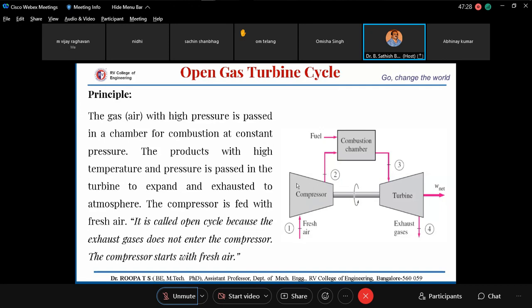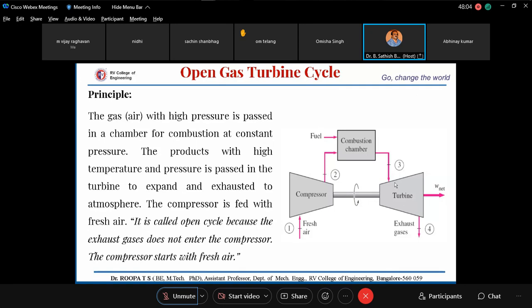Then that compressed air is passed into the combustion chamber where the fine spray of fuel will be injected. When that fine spray of fuel is injected into this compressed air, it starts igniting. So it will start burning. So the combustion takes place here. Hence, the pressure and temperature increase to a greater extent. And then this high pressure and high temperature gas is passed into the turbine.